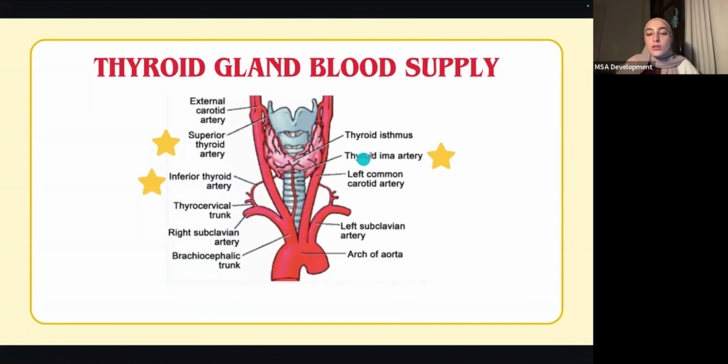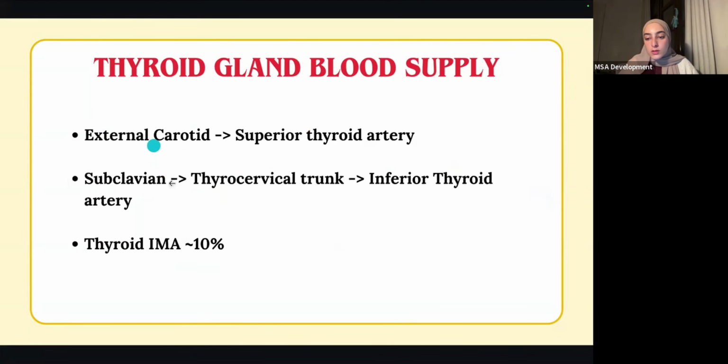And there's a third artery which is called the thyroid ima artery. This one's like an anomaly, and not everyone has it. So there's nothing specific you have to know about it. Just know that it exists in some people. Okay. Moving on, this is just in text: the external carotid gives us the superior thyroid artery, the subclavian gives the thyrocervical trunk, then the inferior thyroid artery, and the thyroid ima, which is present in 10% of the population only.